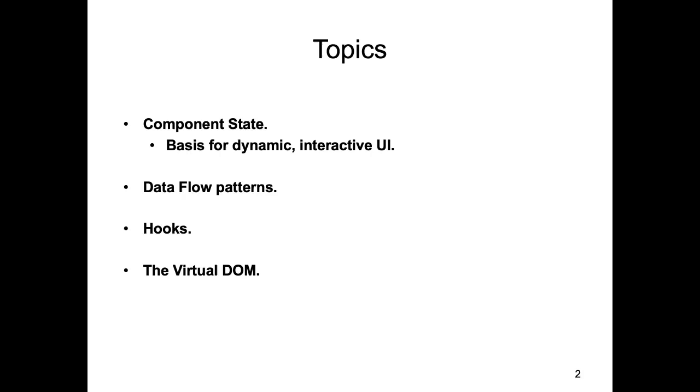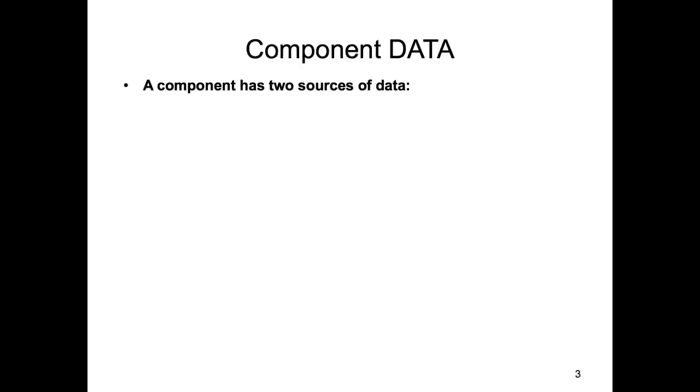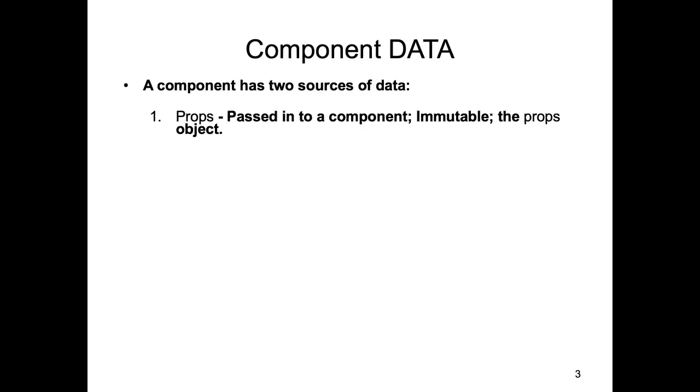So the first thing is this notion of component state. State always refers to data in programming, as we know. So it's got something to do with the data side of a component. And I'm saying here that a component has two sources of data. We've seen one of them already, which is props. And we know that props are passed into a component from its parent. Also, props are immutable. When a component receives props, it cannot mutate them or change them.